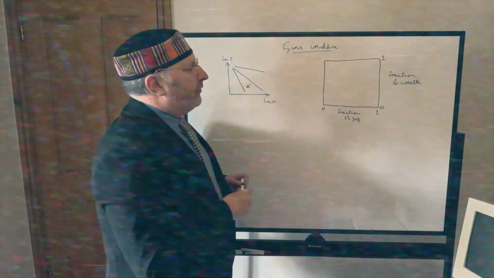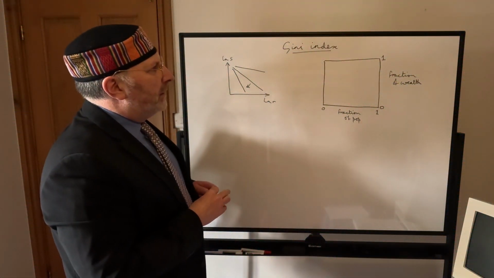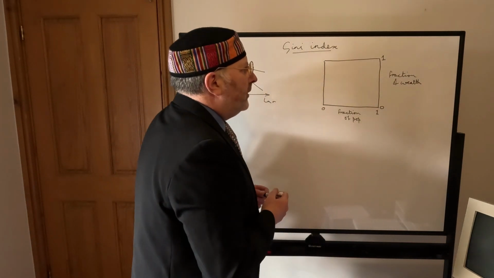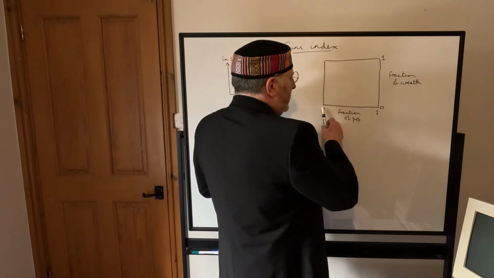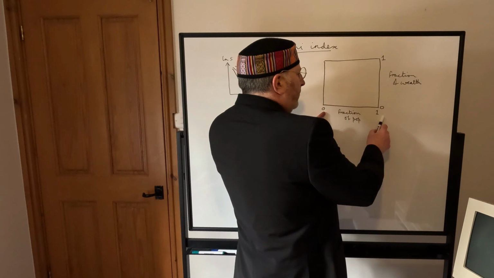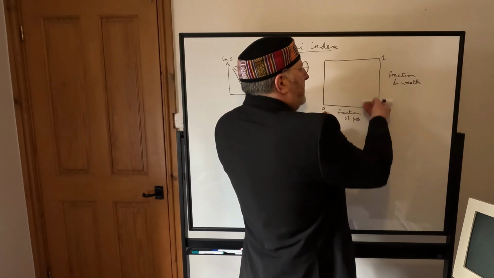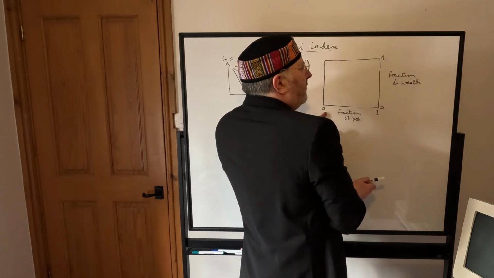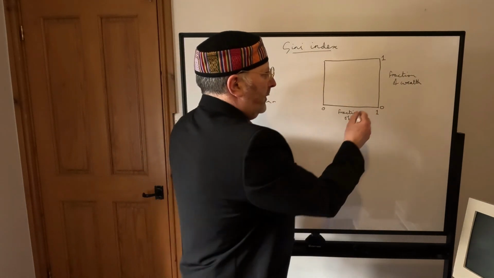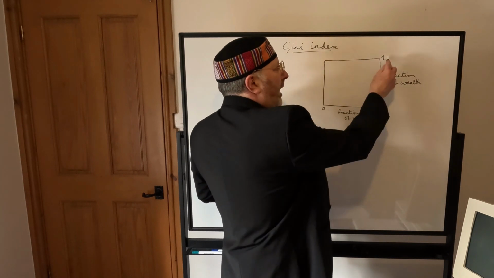Okay, so we'll use the example of wealth in a population. On the x-axis here, we'll plot the fraction of the population, which can go from 0 to 1. And in the vertical direction, we'll plot the fraction of the wealth possessed by that fraction of the population, which can again go from 0 to 1 or 100%.